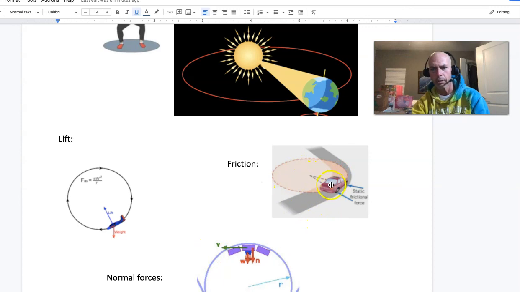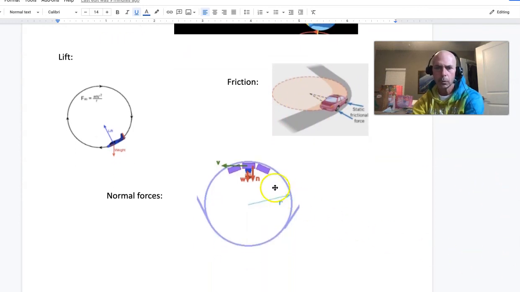Friction in a car can keep an object like this car, so this would be friction between the tires and the road, can act inward and constrain that car to move in a roundabout or in a curve. We've got the normal force and weight, which can act, like in a roller coaster, for example. If these cars aren't traveling fast enough, if this v is not big enough, then everything's going to fall towards the center. All right.